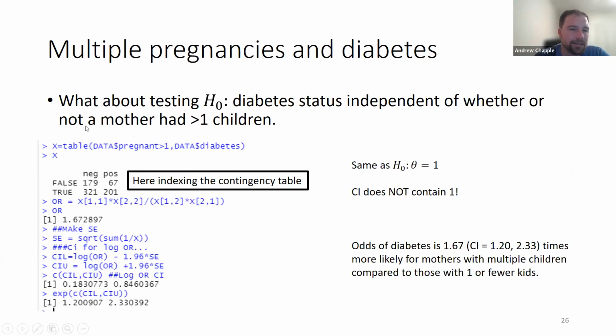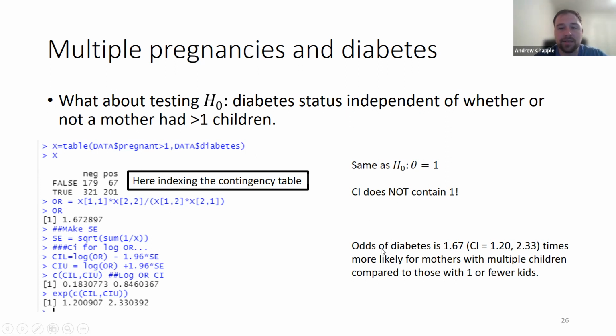So here I have X, this is my contingency table based on whether somebody had more than 1 kid and diabetes. If I want to get the odds ratio, I can index the values, X11 times X22, divided by X12 times X21. You can see that here. This is the odds ratio, 1.67. I can also get the standard error. It's just the square root of the sum of 1 over X. Then I can get a lower confidence limit, log of OR minus 1.96 times SE, and an upper confidence limit, log of OR plus 1.96 times SE. This is my confidence interval for my log odds ratio, and then I can exponentiate this as well.